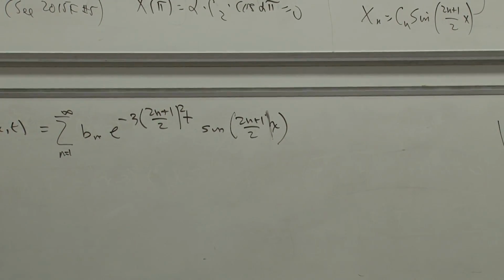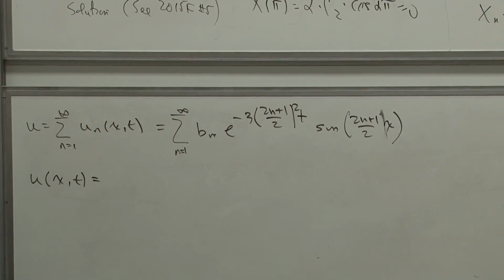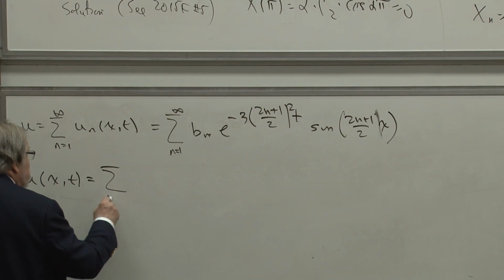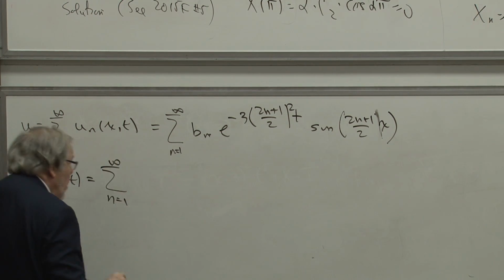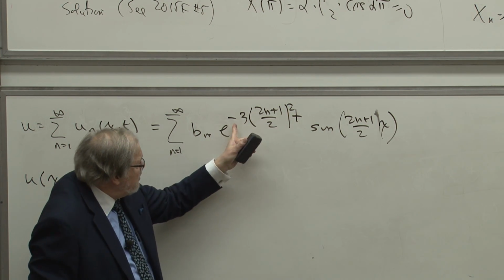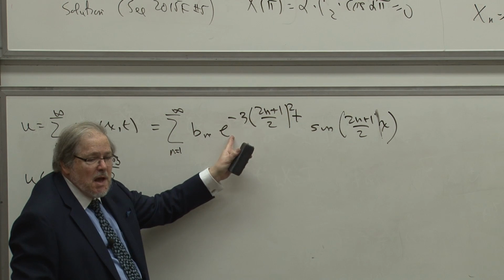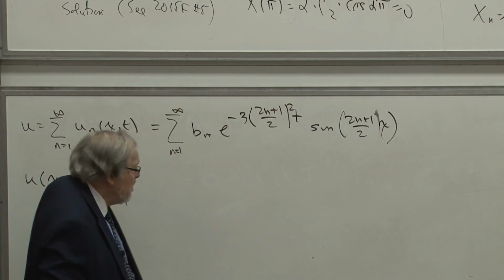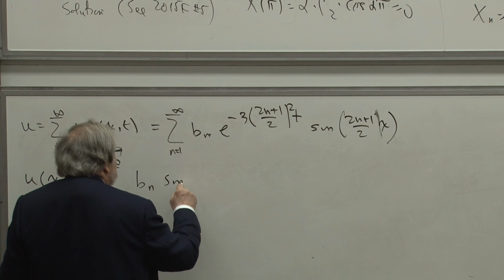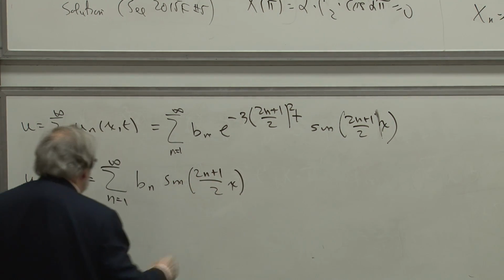Okay, the initial condition, I get the initial condition by setting t equals 0. That's a pleasant thing to do, because when I set t equals 0, I have an exponential of e to the ugly thing times t, times 0. So that's e to the 0, which is 1. And that becomes b sub n sine of (2n plus 1 over 2) x.